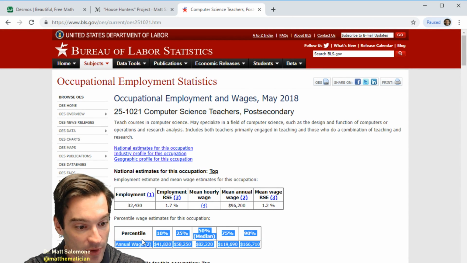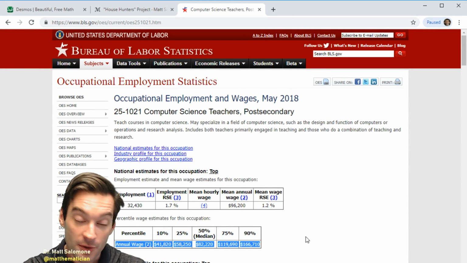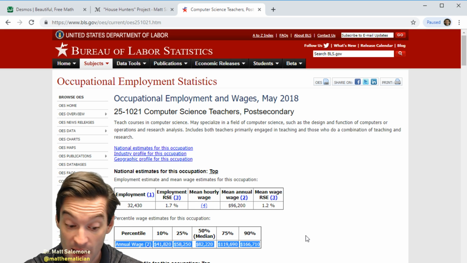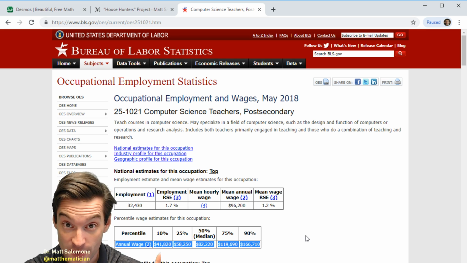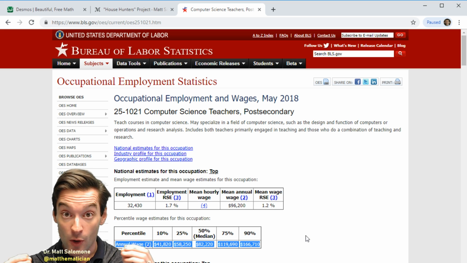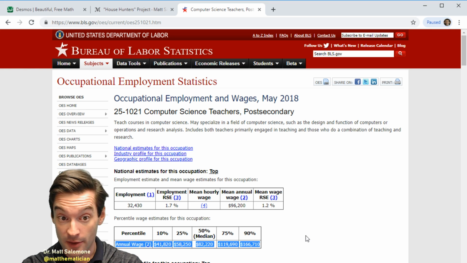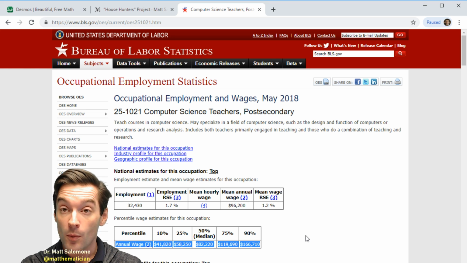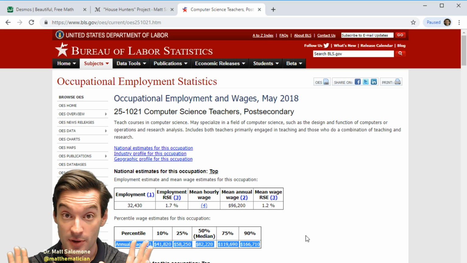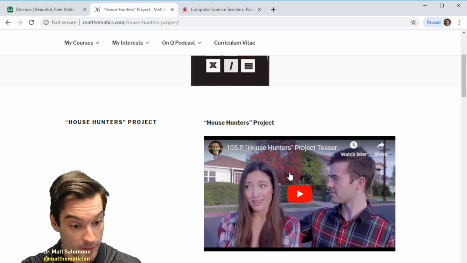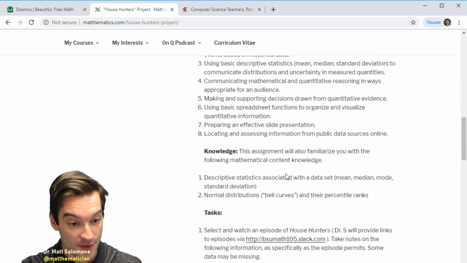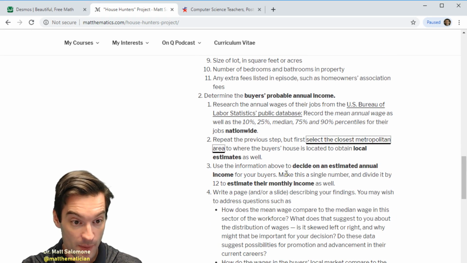And notice that the numbers here end up being a little bit different. So do the best you can in your project at either getting a national estimate if you can't get a geographically sensitive one, or if you can, get the geographically sensitive estimate for the average or the median, whichever one you can get out of this BLS website. What do you think your buyers are going to be making per year on an annual basis? That's going to be one of the most important things to know about them.